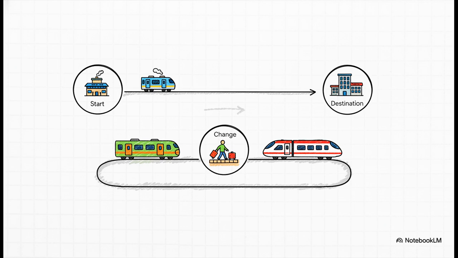And here is the brilliant, simple analogy for it. The shortest path length is just the minimum number of trains you need to take to get to your destination. Think about it. If you can get there on a single train, the path length is 1. If you have to change just once, the path length is 2. If you change twice, it's 3, and so on. It's such an elegant way to measure how complex a journey is.